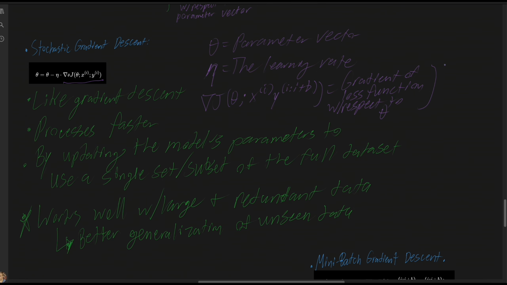Stochastic gradient descent is evaluated at a single example, as opposed to the full data set. There we go. And now let's head over to mini batch gradient descent.